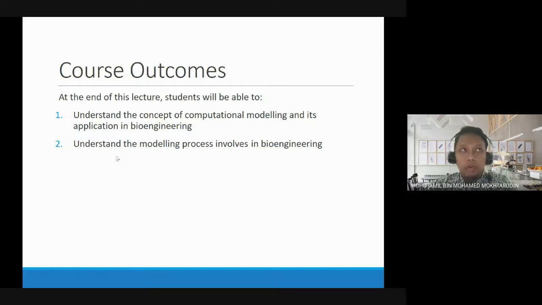So I hope you already have taken finite element method, and in finite element method, you already learned a little bit about how to model something, okay? Model a 3D geometry, which involves meshing, setting boundary conditions, and so on. It is basically the same thing, but it is more towards the application in bioengineering.